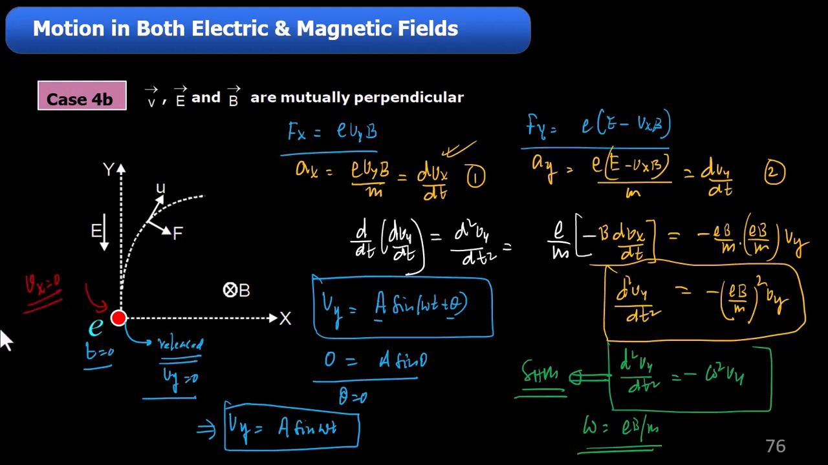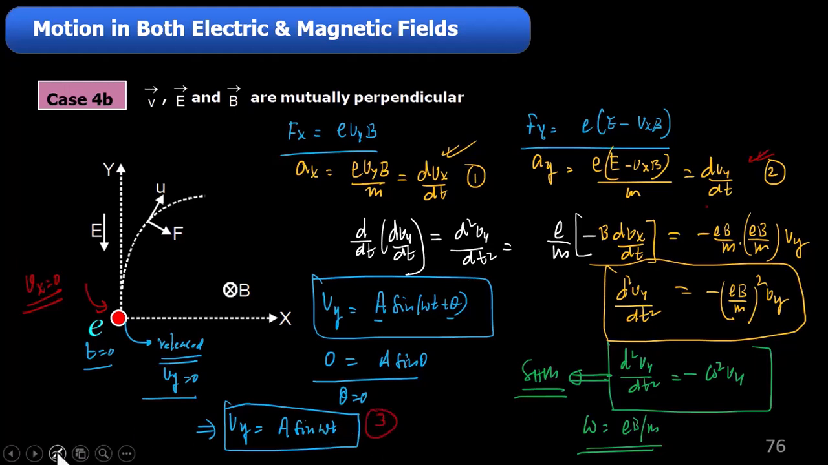Okay, Vx is also 0. Now, from equation number 1, we can say that dVx/dt is equal to E Vy by m, and dVy/dt, from equation number 2, is equal to this number. Since we know Vy is this number, I differentiate this Vy. Let us say this is equation number 3.